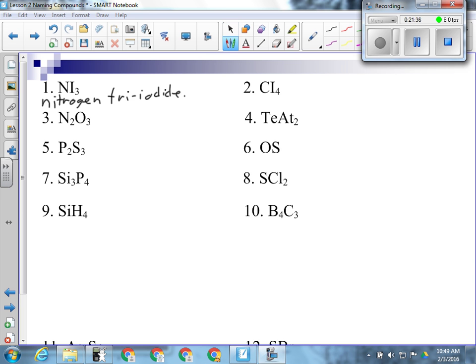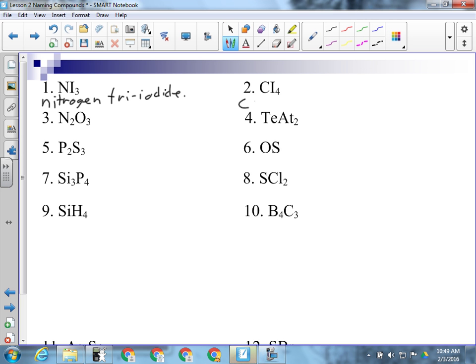Okay, so for our second one here, we've got carbon with 4 iodines. So this stuff is going to be carbon tetraiodide. And for this one here, we've got nitrogen with oxygen. They both have numbers on them, so they're both going to need prefixes. This is going to be dinitrogen trioxide.